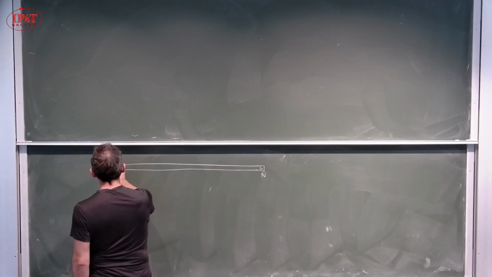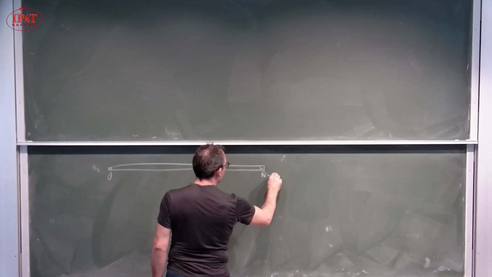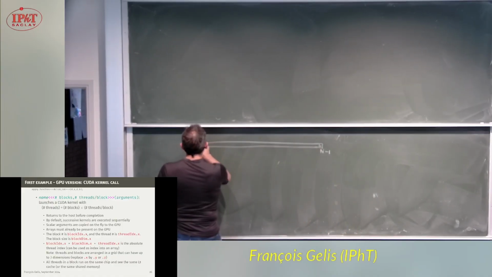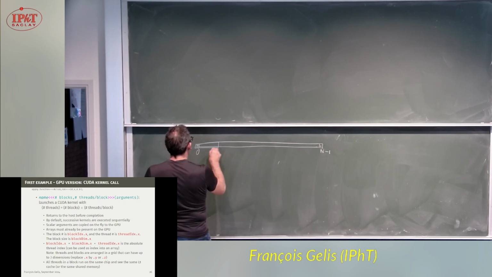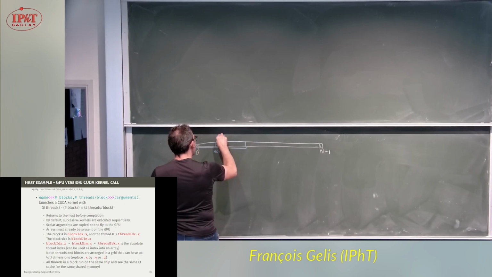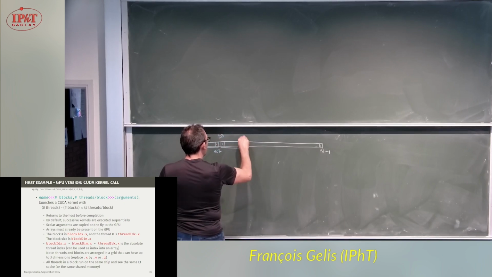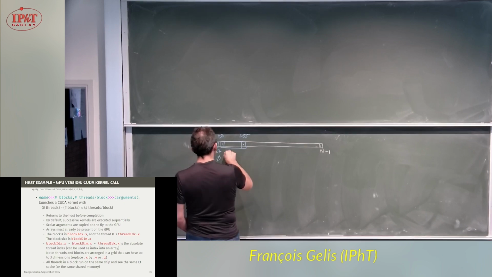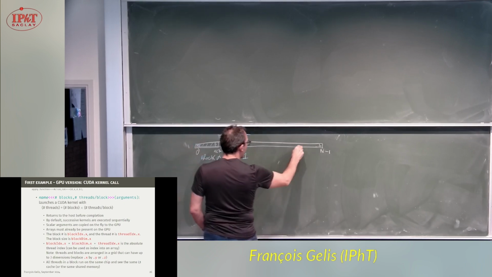The first index is 0 and the last is n minus 1. And then what we do here is that we group the threads in blocks of 128. So this one is 127. The second block has indices 128 to 255 and so on. So this is block 0, this one is block 1, and so on. The last one is here.